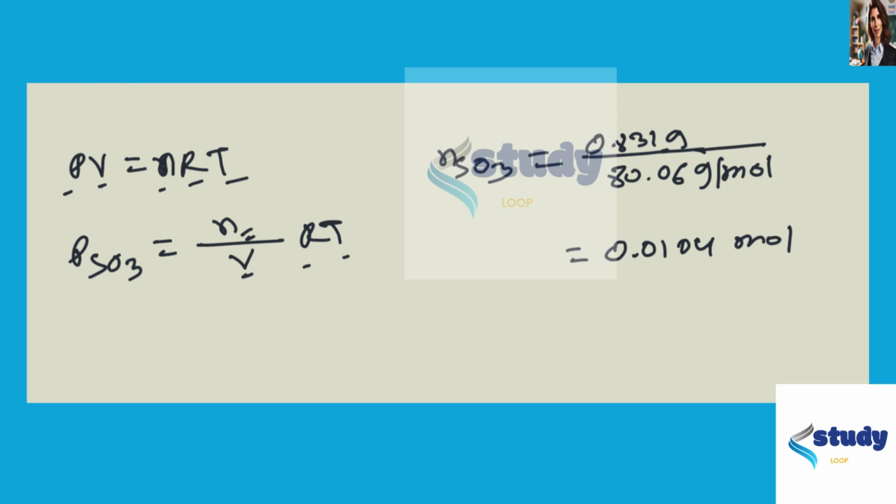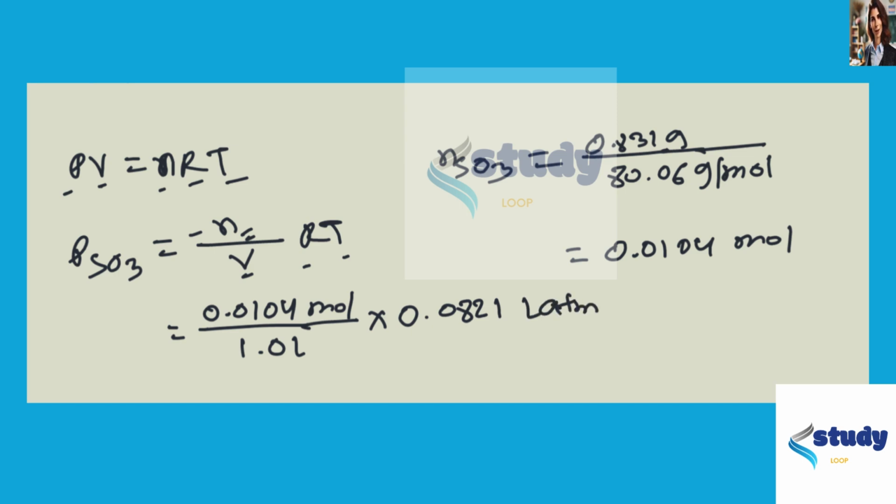Now if we plug in this value and all the other values, it will be 0.0104 mole over the volume, which is 1 liter, times the universal gas constant in liter atm units, 0.0821 liter atm per mole per Kelvin, times the temperature, which is 1100 K. From here we get the initial pressure of sulfur trioxide as 0.937 atm.